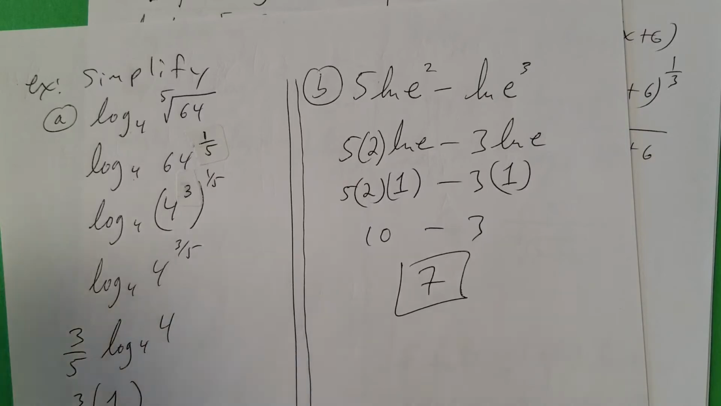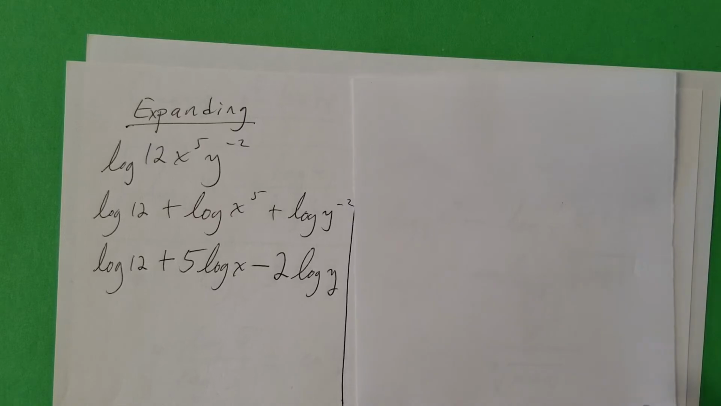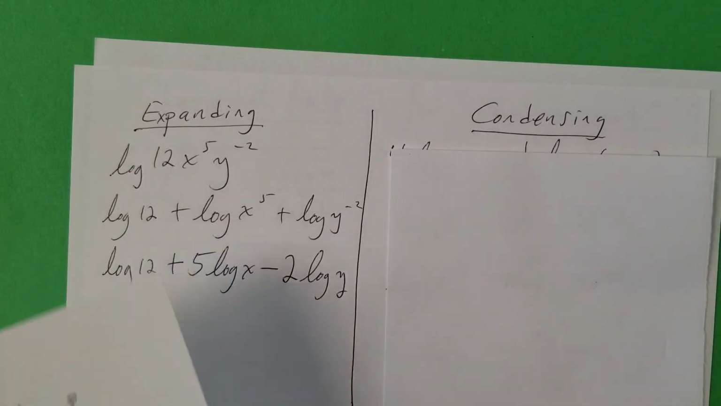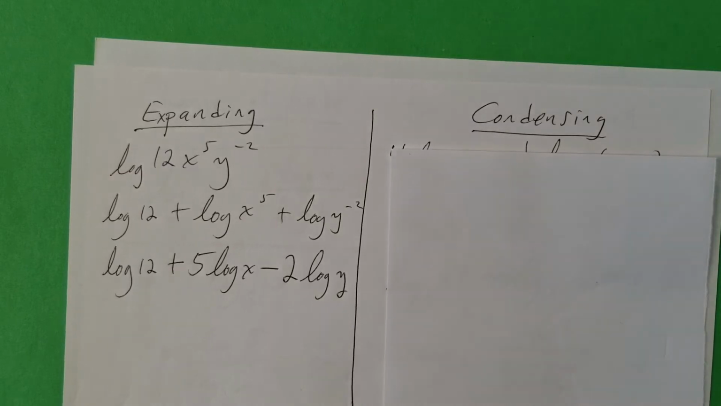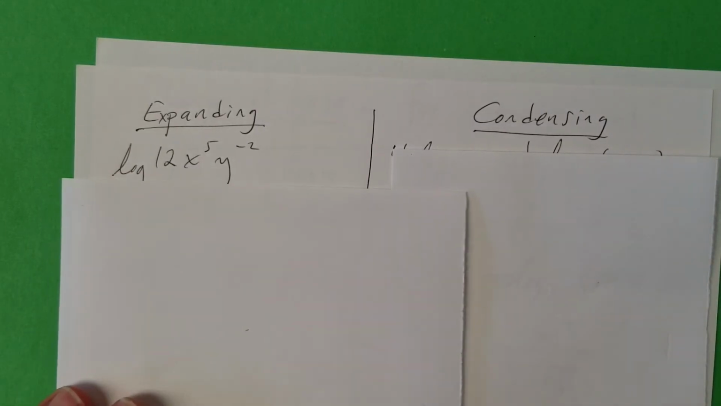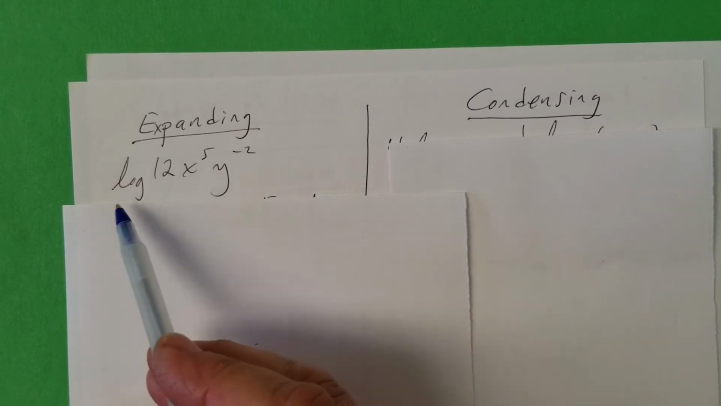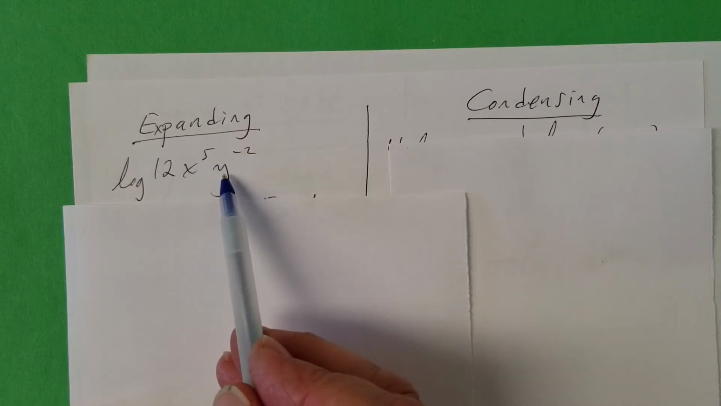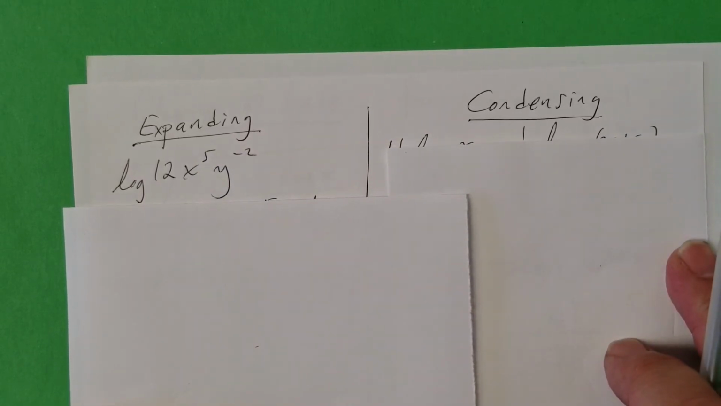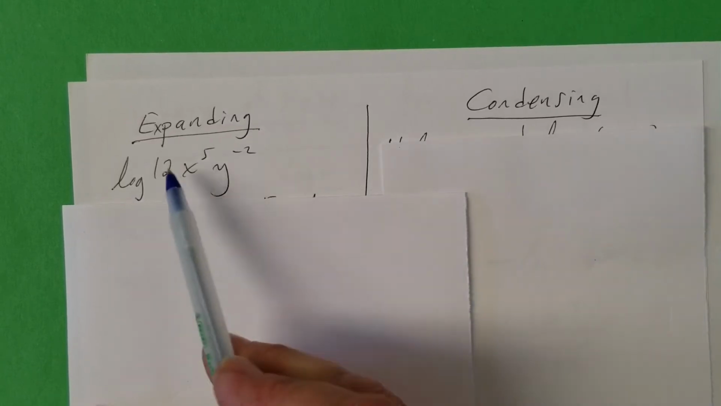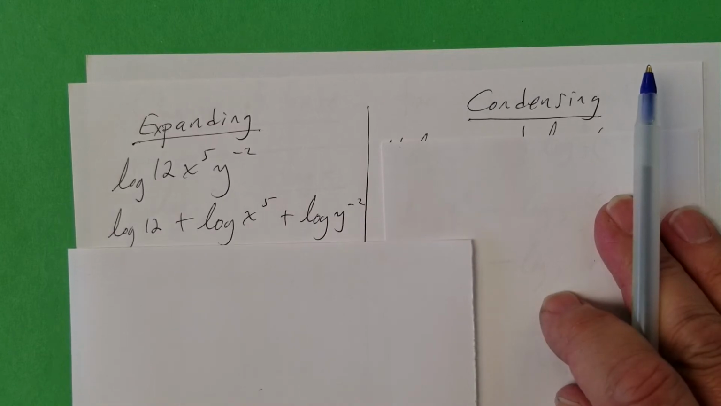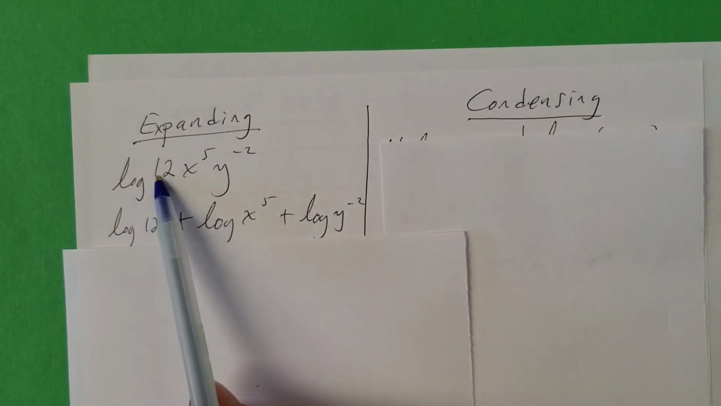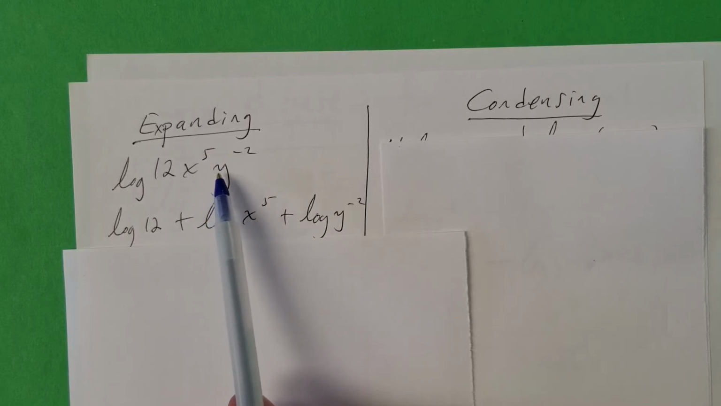Okay? Another way we can use the properties is to simply ask you to expand or condense. So here is an expression, and it has log in it. It says log of 12 times x to the 5th times y to the negative 2. Right? So we want to expand it using the properties. Well, whenever we have multiplication, we know that means adding, right? So log 12 plus log x to the 5th plus log y to the negative 2.